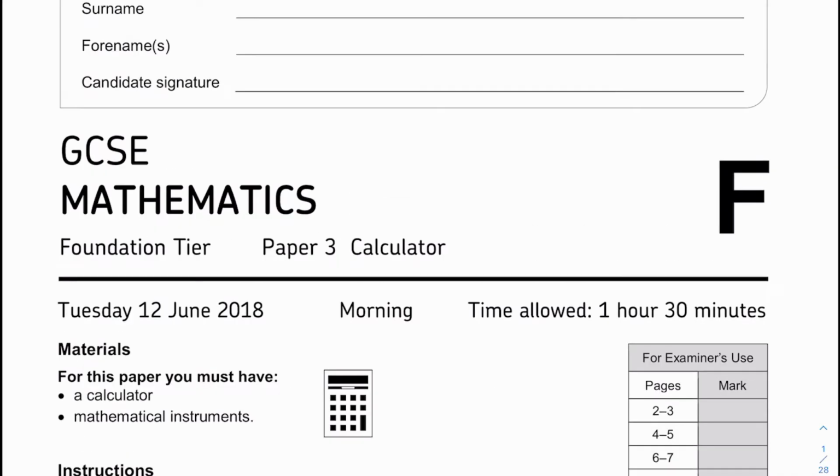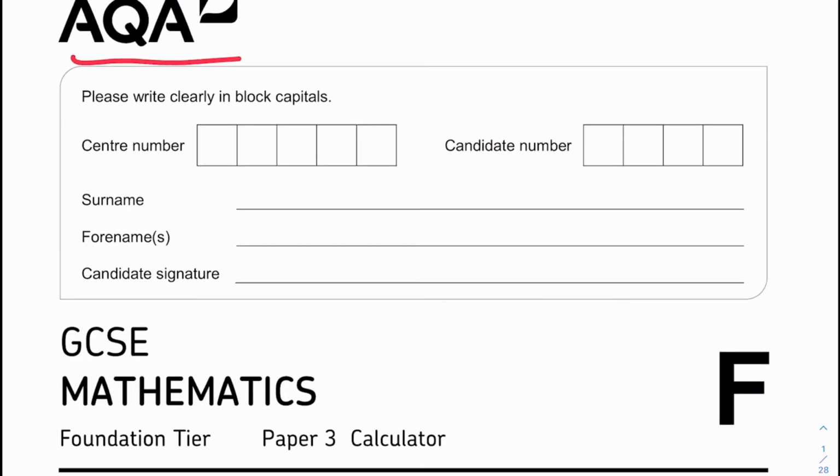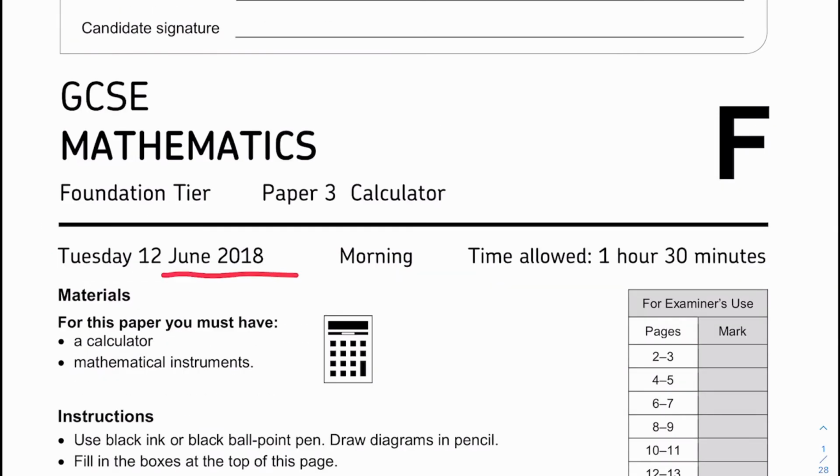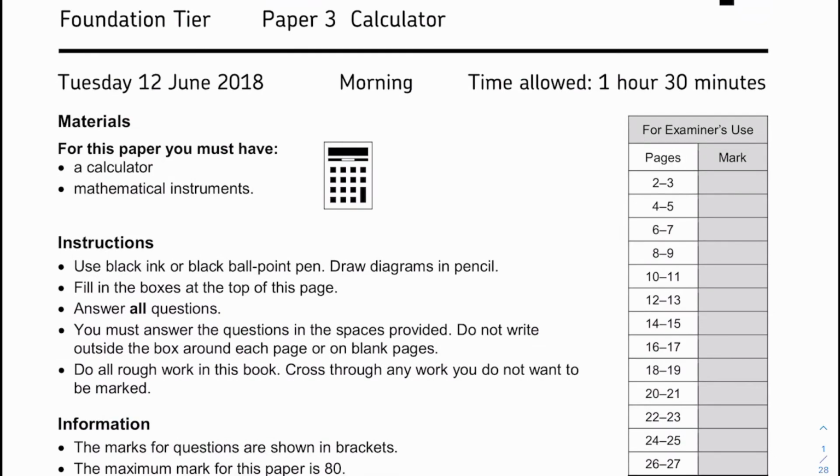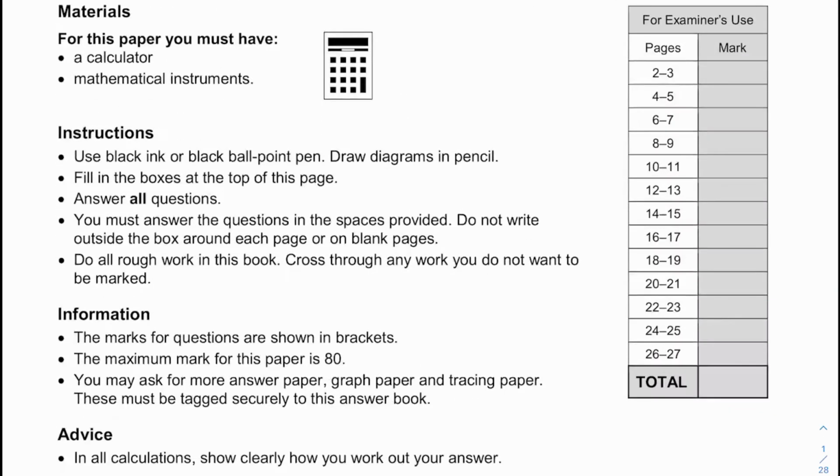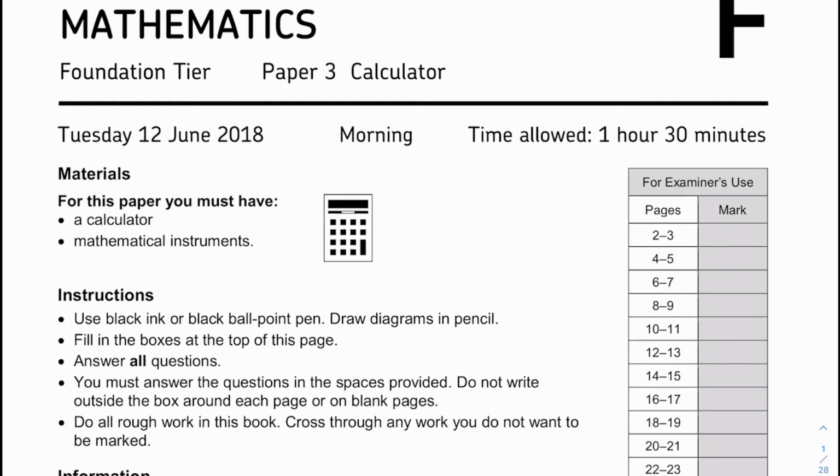Okay, so I'm going to go through the GCSE Maths Foundation Paper 3, which is a calculator paper for AQA, and it's the June 2018 paper. I'm going to go through each question, giving detailed answers, and after watching this run through the paper, you'll be able to answer all the questions on this Paper 3.